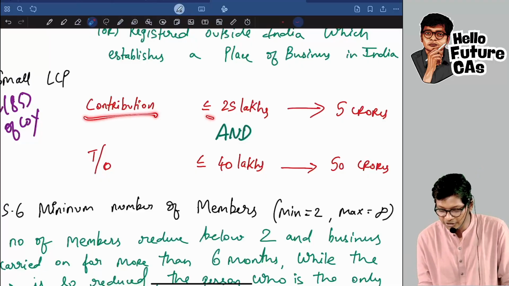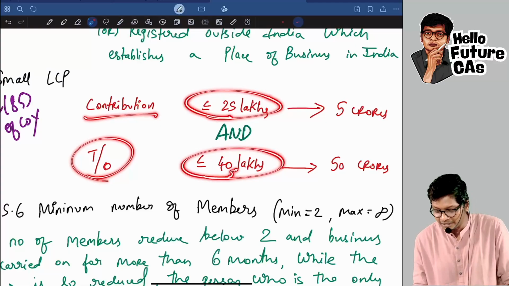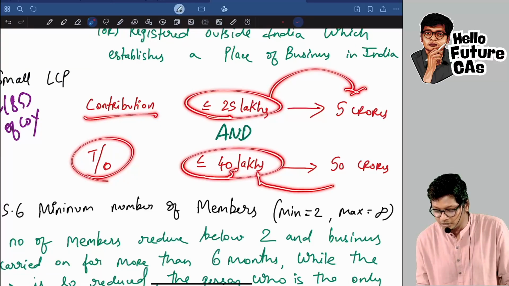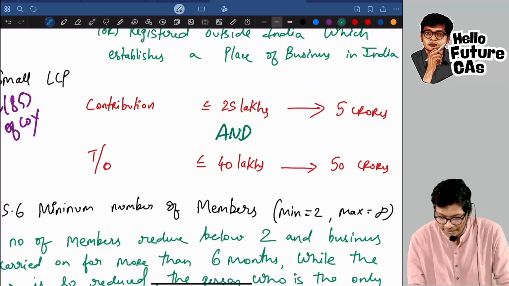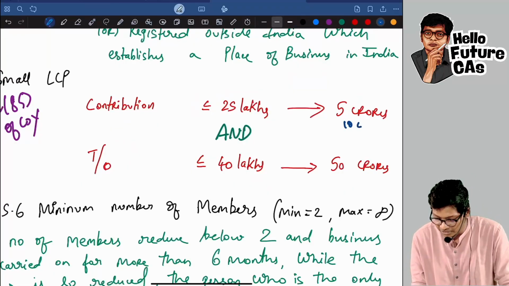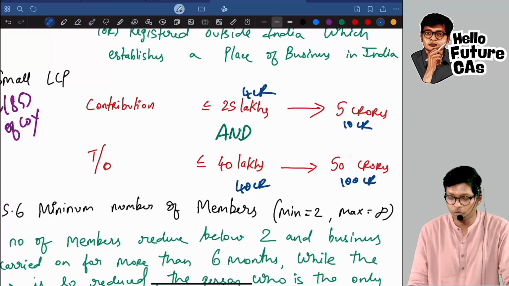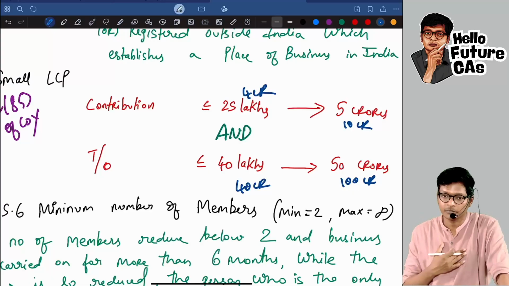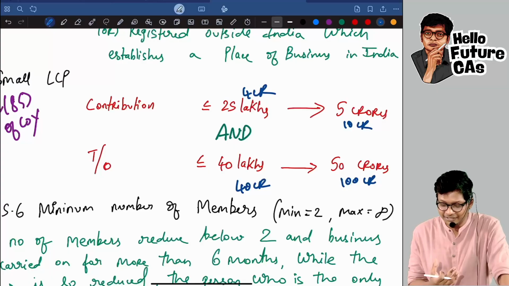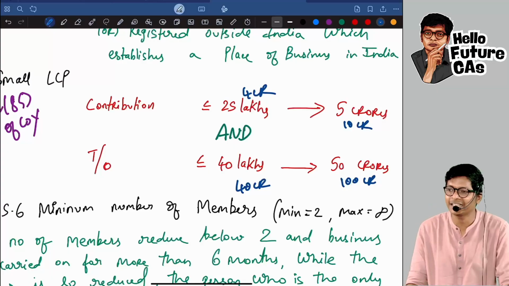So contribution 25 lakhs, turnover 40 lakhs. In future, this 25 lakhs can go up to 5 crores. This 40 lakhs can go up to 50 crores. Same like how in Companies Act, if you remember, this was 10 crores, this was 100 crores, this was 40 crores, this was 4 crores. Comparative learning. Are you following, guys? Understanding the same thing. This is a new amendment, just came about 1.5 years back, around 2023.